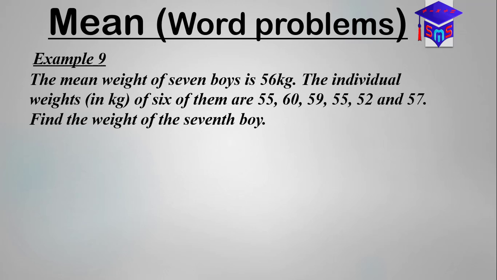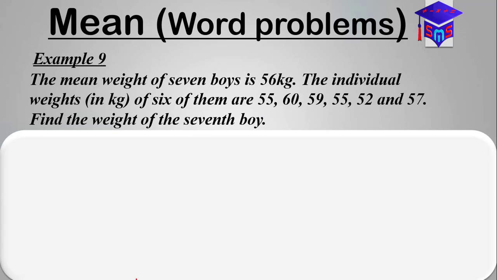Okay, so we have the average weight of 7 boys, which is 56 kilograms, and then the individual weights of 6 of those 7 boys have been given, but the weight of the 7th boy is unknown, and that is what the question wants us to find. Alright, so let's quickly go down and look at the solution to this question.